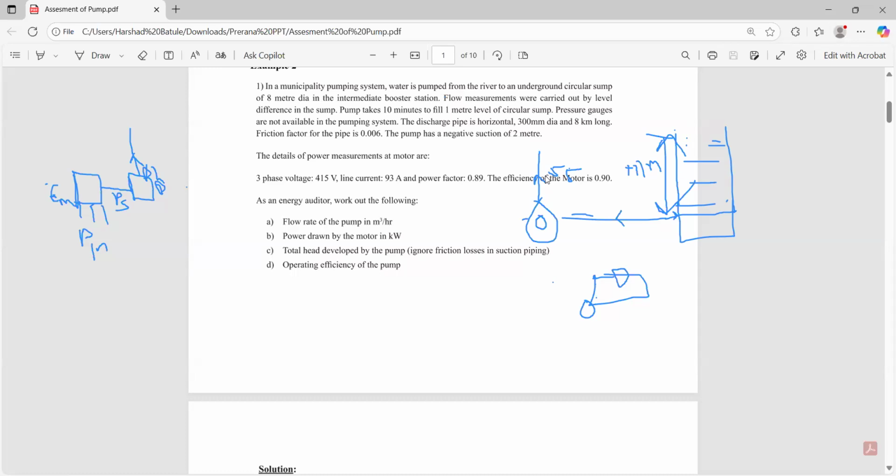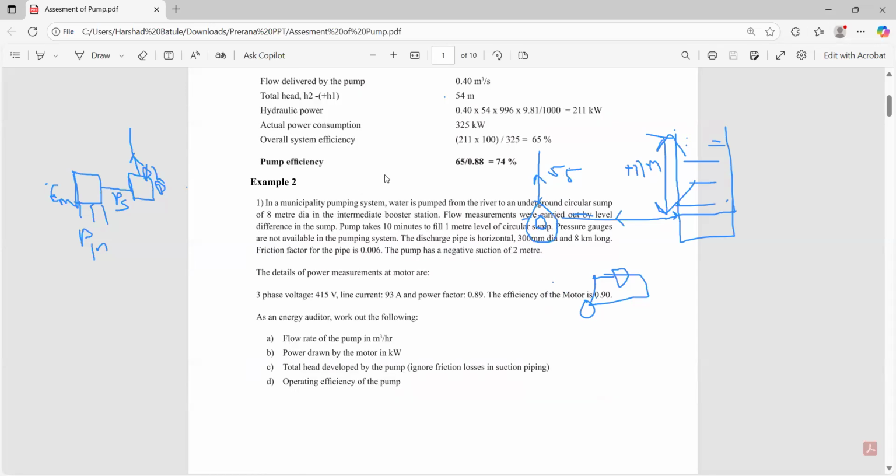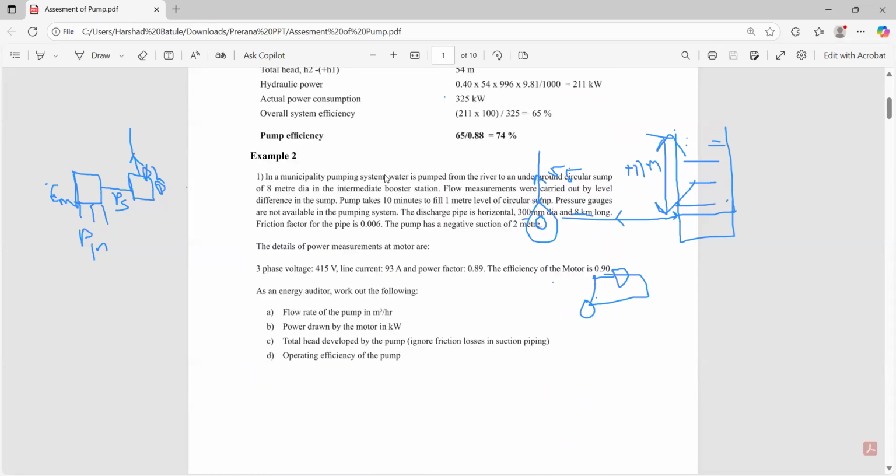So you have not given the direct answer or direct data. You have given the data in an indirect format. So if you want to solve that example, we need to understand what data they have given.